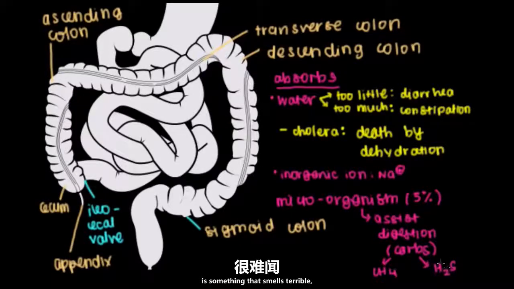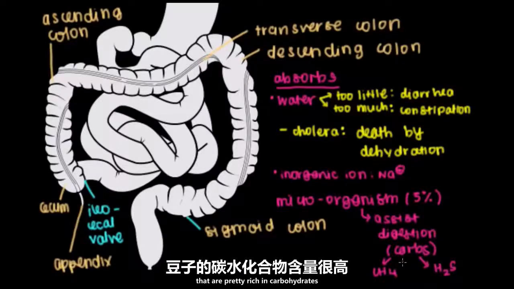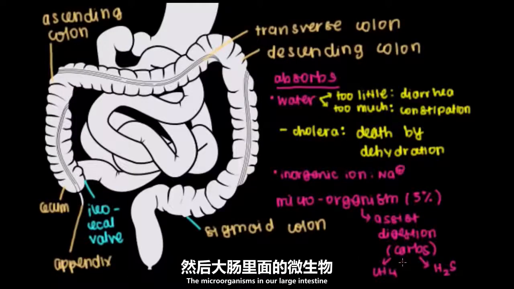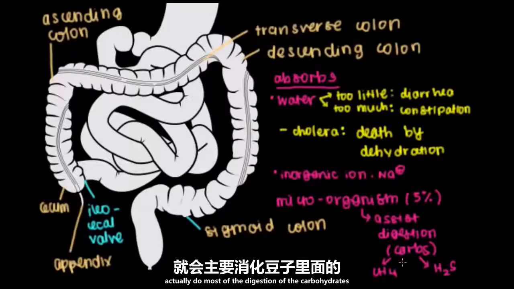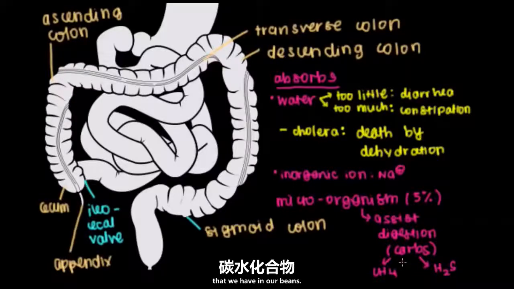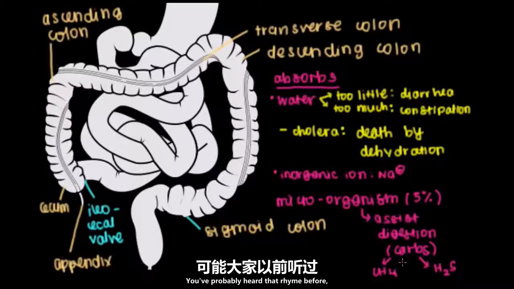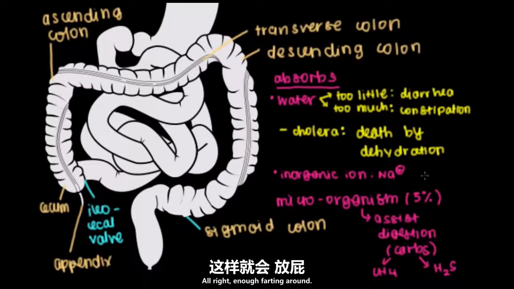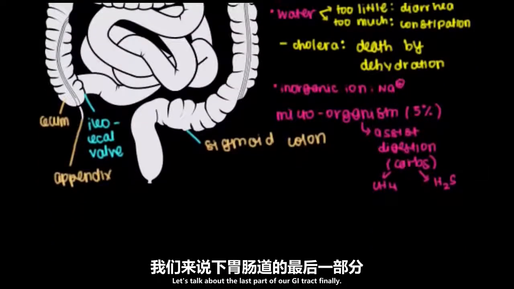And one food that we often eat that gets a bad rep is beans, which are pretty rich in carbohydrates that we're not able to absorb because we lack the enzymes. The microorganisms in our large intestine actually do most of the digestion of the carbohydrates that we have in our beans. So you've probably heard that rhyme before: beans, beans, good for the heart, the more you eat, the more you produce methane and hydrogen sulfide. Alright, enough farting around.